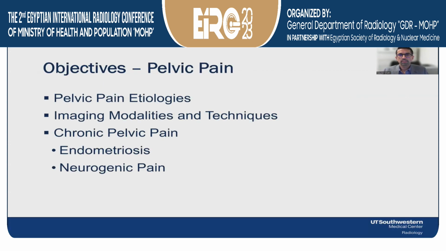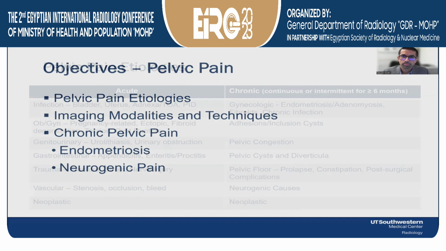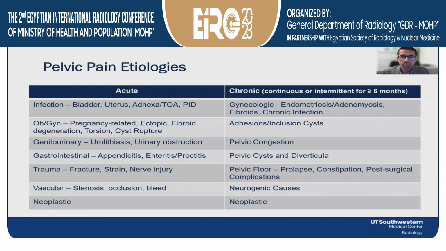So the objectives of today's talk are to discuss pelvic pain etiologies, as well as imaging of pelvic pain. I'll specifically talk about endometriosis, as well as some neurogenic pain in addition to some other etiologies for chronic pelvic pain. As you can see, there's a number of etiologies for pelvic pain. We're going to focus mostly on the chronic pelvic pain etiologies. And chronic pelvic pain is defined as continuous or intermittent pain lasting 6 months or longer.